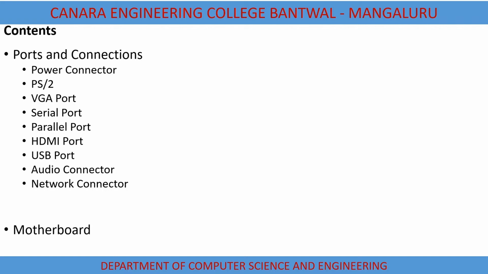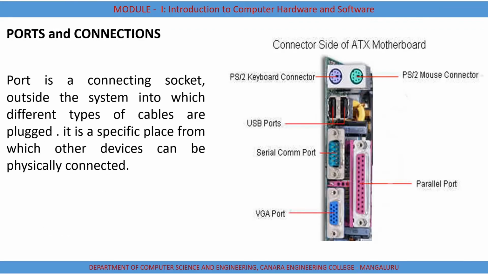Okay. So first we'll see what exactly ports or these connections are. A port is a connecting socket outside the system into which different types of cables are plugged or connected. It is a specific place from which other devices can be physically connected. It is a place where we connect some cables, through which a device is connected to a computer. In the picture you can see some of the connectors or the ports of a PC.